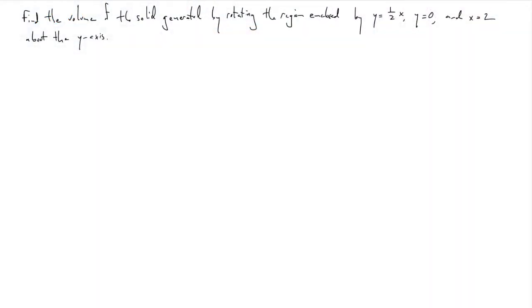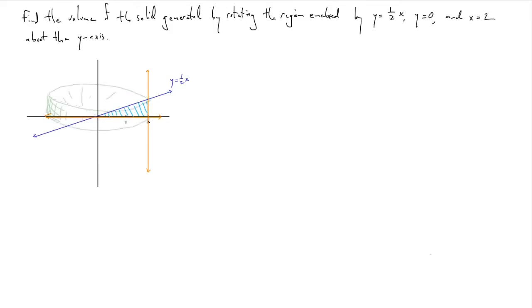For our first example, we're going to consider the volume of the solid generated by rotating the region enclosed by the three curves y equals 1/2 x, y equals 0, and x equals 2 about the y-axis. So let's draw a picture. Here we have the line y equals 1/2 x. The line x equals 2 is a vertical line through 2. And the line y equals 0 is the x-axis. And so the region we're talking about is this region here.